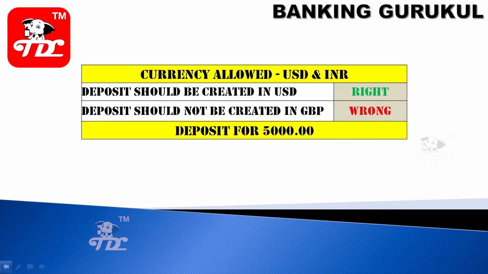Another scenario: at product level, they'll say these deposits can be opened in USD and INR. A deposit created in USD is a right scenario, and a deposit should not be created in GBP because we are allowing only USD and INR. That is a wrong, negative scenario. These things also you have to test while testing a fixed deposit account.